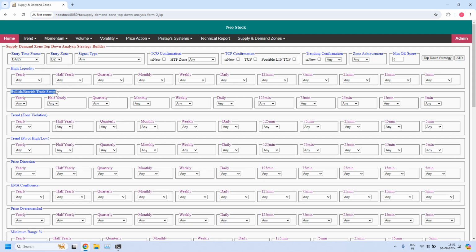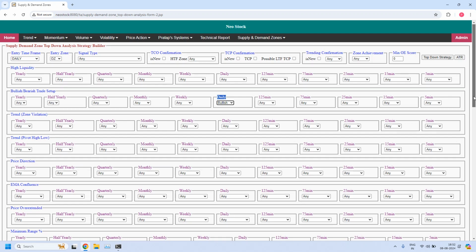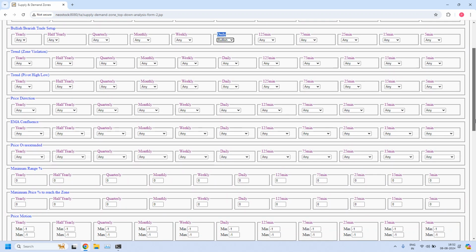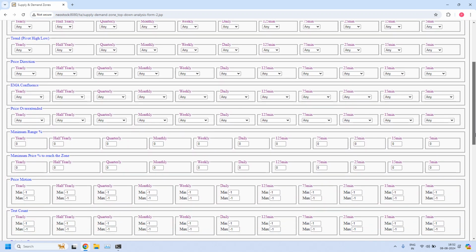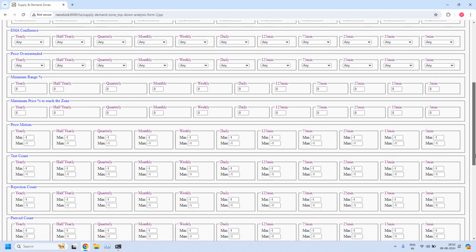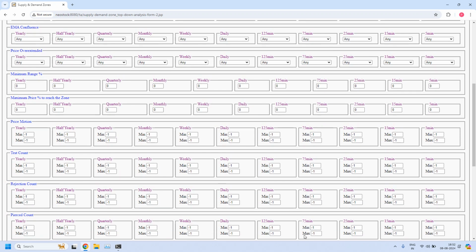And also in bullish bearish trade setup parameter, because our entry time frame is daily, in daily time frame I am selecting the value bullish. That means we have to generate bullish report for daily time frame. And next, the daily demand zones should not be pierced, because pierced zones are invalid. So that's why we are filtering pierced zones by specifying pierced count 0.